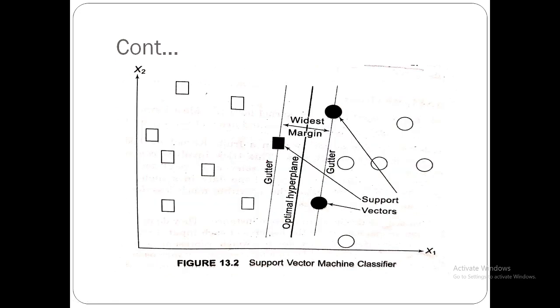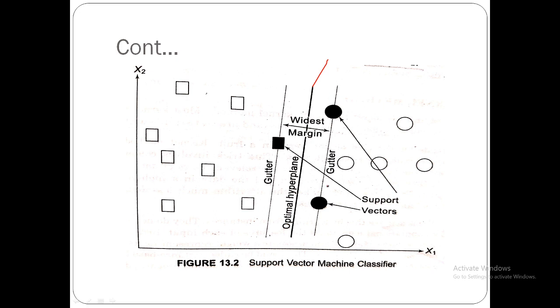See here. This line is the optimal hyperplane, because it is going to provide the widest margin, which is the largest distance to the nearest training data points of either class. So we are going to select this one as the optimal hyperplane. This is one data point and this is another. These data points, which are involved in the calculation and lie on the margin, are called the support vectors.